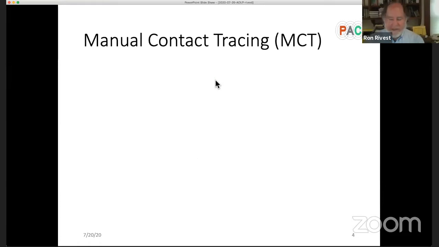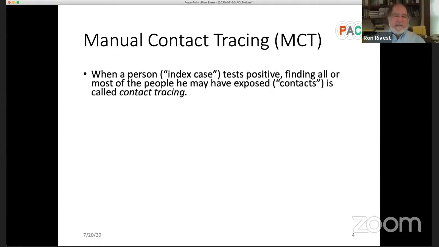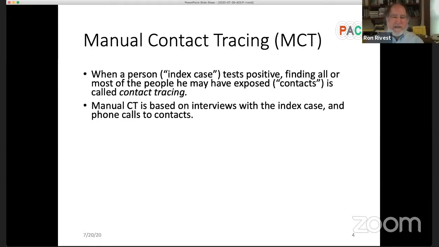So what is manual contact tracing? I'm trying to fight a pandemic like this. Manual contact tracing works as follows. When a person, what is usually called the index case, is found to be positive with a test, a PCR test, say, then you want to find all, or most anyway, of the people that he may have exposed, and those are called contacts. That's called contact tracing, and that's traditionally been a manual process, starting off, once the person tests positive, with an interview with a disease investigator, as they're sometimes called, or a contact tracer.